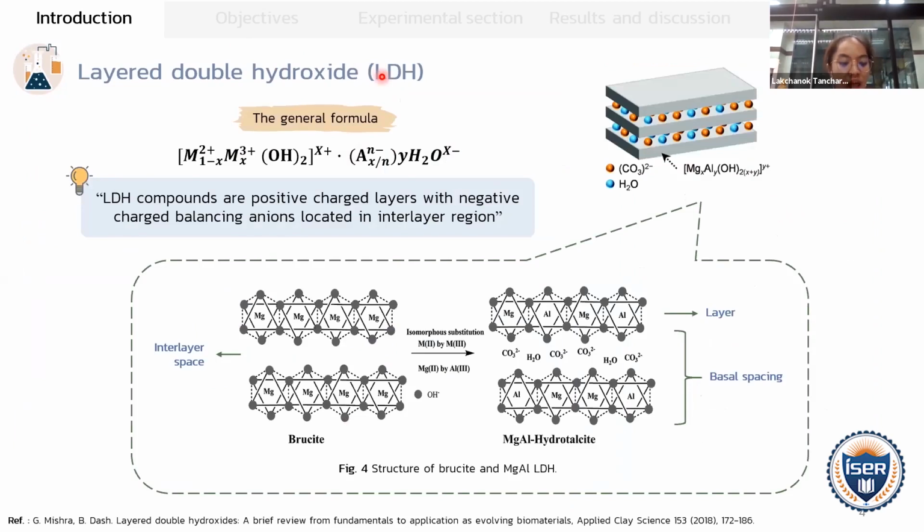LDH is a layered clay mineral. The structure is brucite-like layers, with metal hydroxide sheets stacked to build up the layered structure. Divalent metal cations are substituted with trivalent metal cations, resulting in a positive charge on the layer. To neutralize this positive charge, anionic species are present in the interlayer space of LDH.